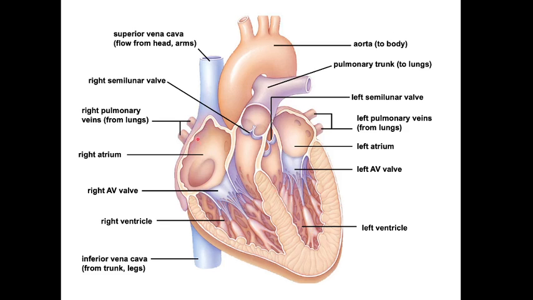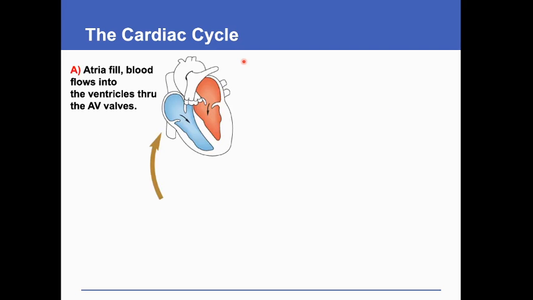The SA node starts it all. That signal travels over these atria. They contract first. Then the signal gets to the AV node. That sends a signal right down this septum all the way down to the apex. And that causes the ventricles to contract from the bottom up, pumping blood up into the pulmonary trunk and up into the aorta. And that is what we see in the cardiac cycle.